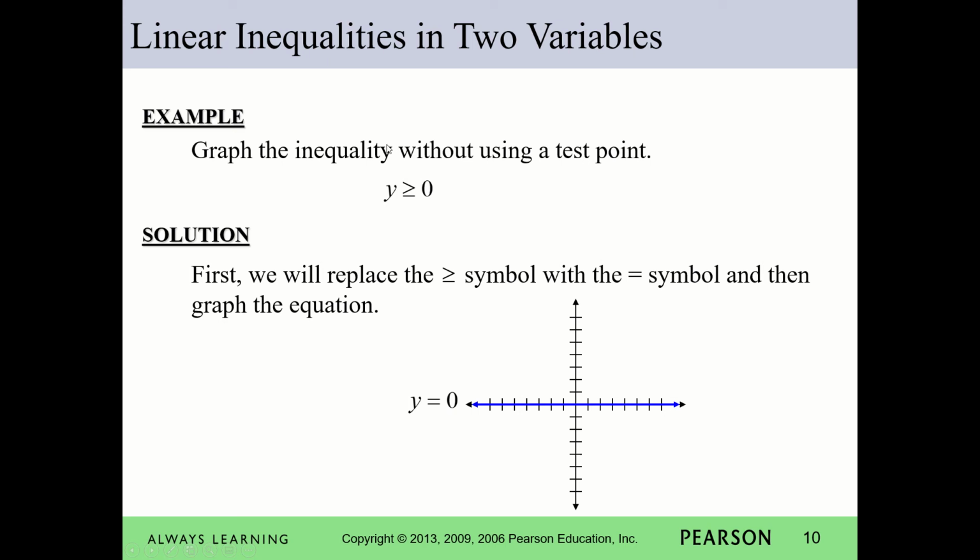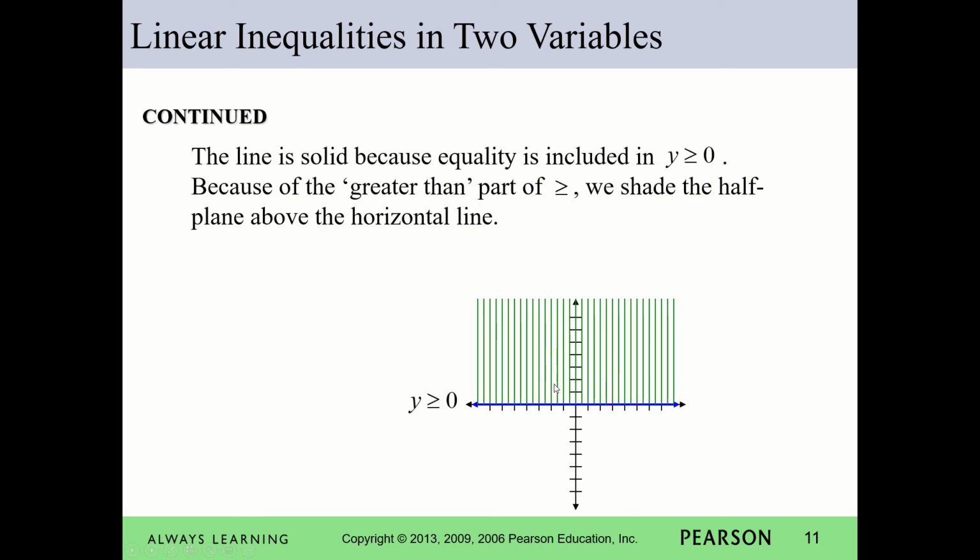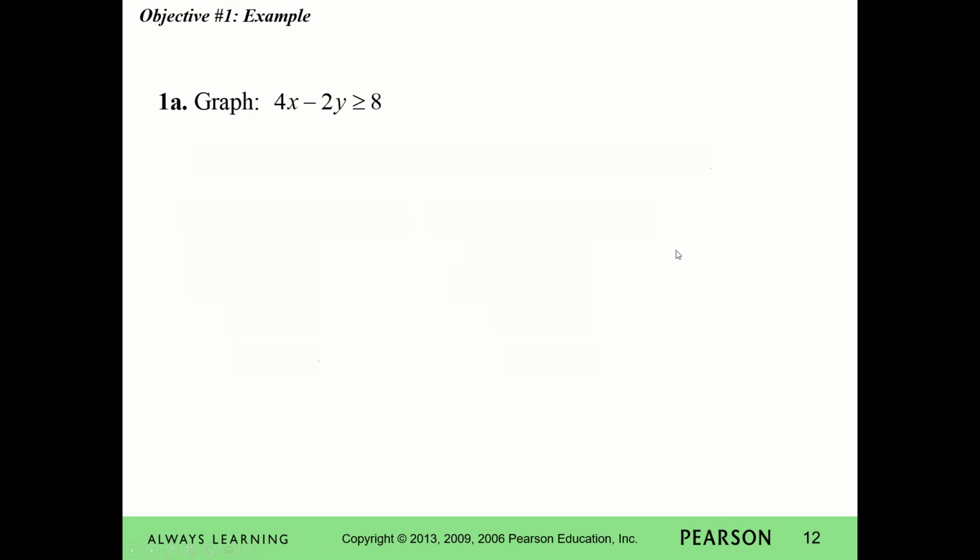And now let's go back and see if we even need a test point. In this case, we have that y is greater than or equal to 0. Well, do we need to test that, or could we just read that? It says y is greater than or equal to 0, so is y going to be above this line or below it? Well, if it's greater than, it's going to be above it. And again, this one is a solid line because it's or equal to.